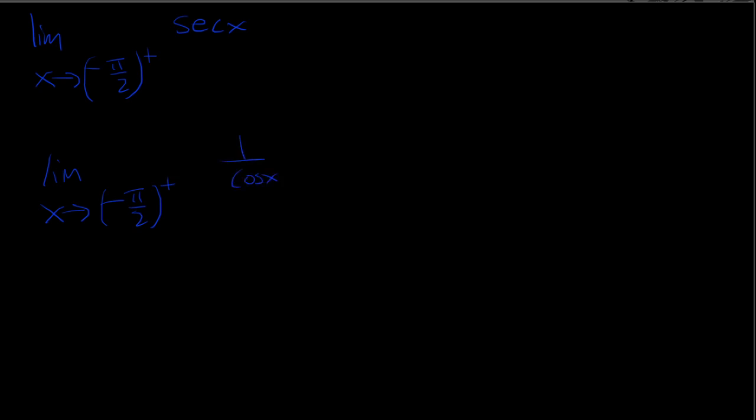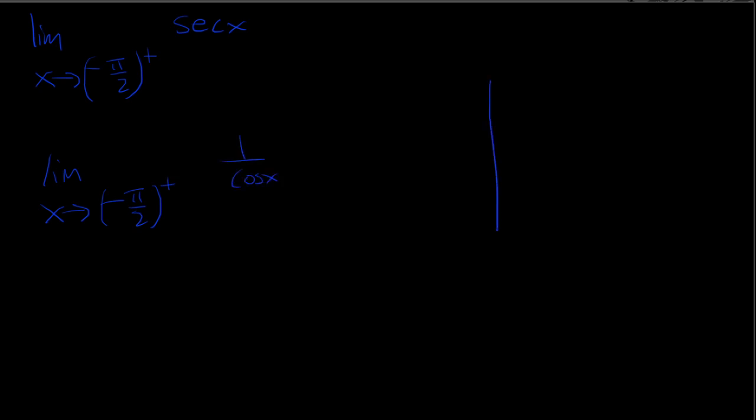We have the limit as x approaches negative pi over 2 from the right of secant x. We know secant x is 1 over cosine, so we can rewrite this limit as x approaching negative pi over 2 from the right of 1 over cosine.